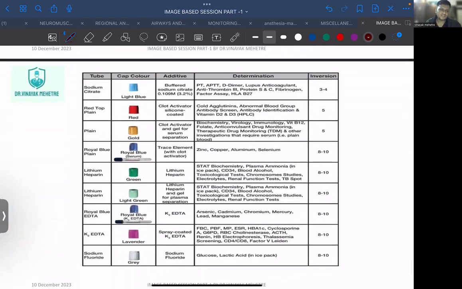Then come vials. What do we call these? There is one more fancy word: vacutainer. Vials are also called vacutainers. Now you don't need to remember everything. I will give you a hint and you will follow that hint. All kinds of vials are not used, so of course they will not ask everything.